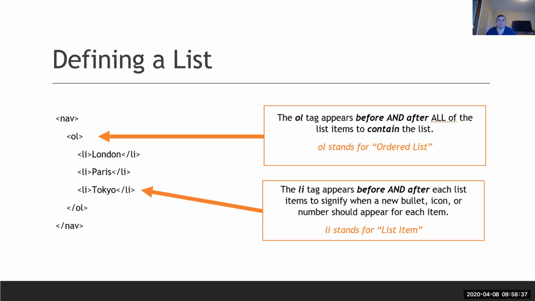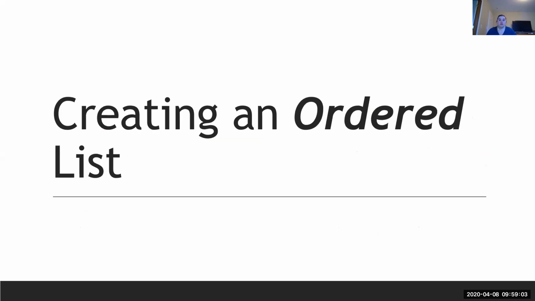To then create bullets or list items, you have to specify that each list item begins and ends so that the computer knows how many bullets to put in and where those lines end. So if I want to turn London, Paris, and Tokyo into a list, they each have to be in their own LI so that the computer knows that they need to do a break and then a new bullet for it. So let's create an ordered list inside of our page.